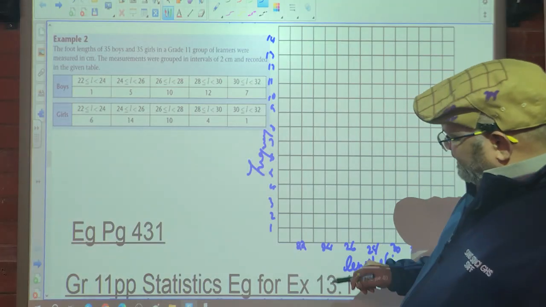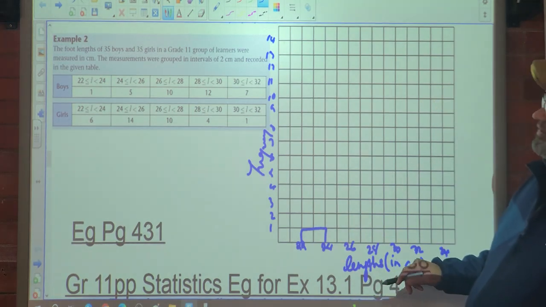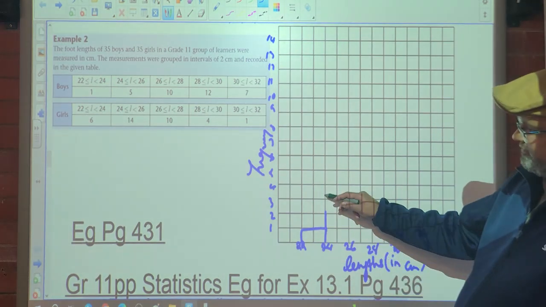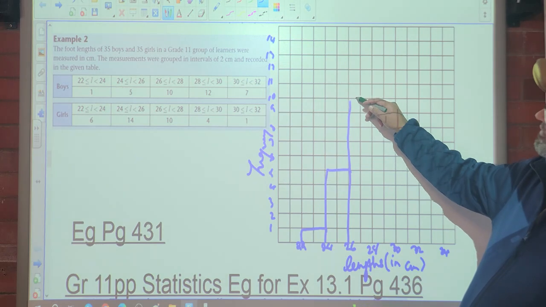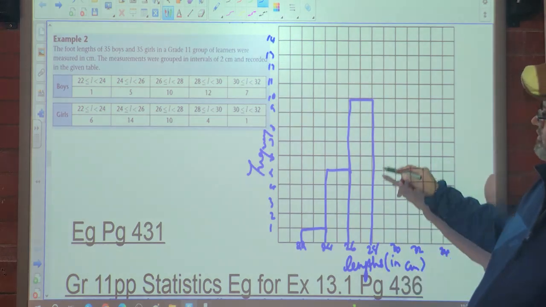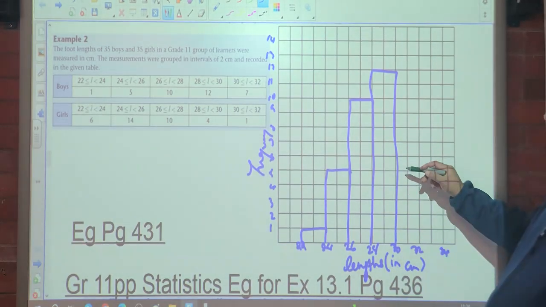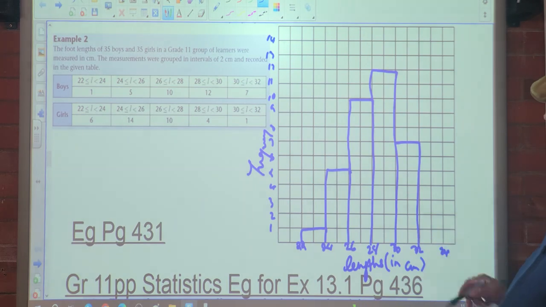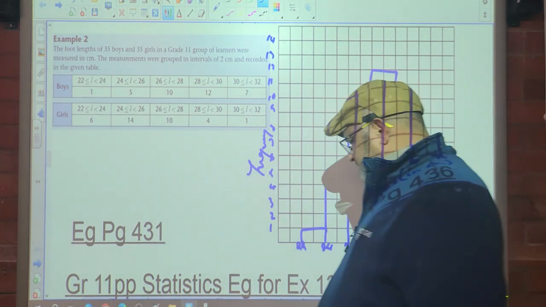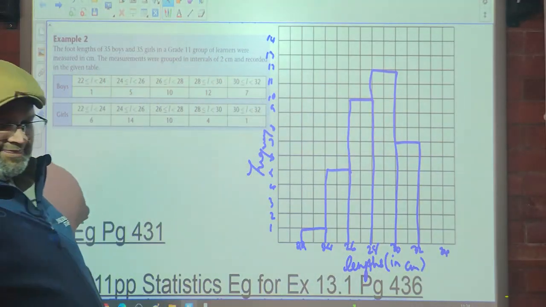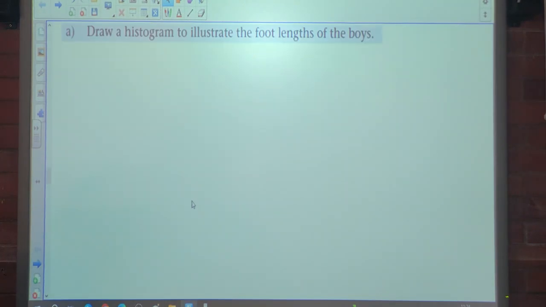In the first category, we have 1. So there's 1. And then 5. And then 10. And then 12. And then 7. And then that's it. That's all. So that is the histogram for both. That is A. Let's look at the B part of the question.